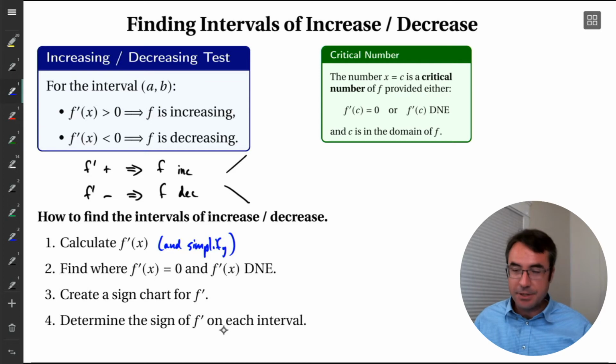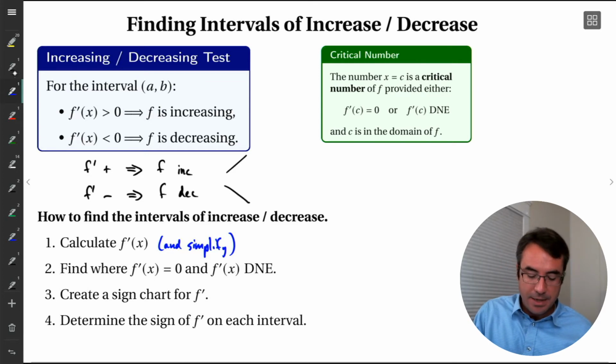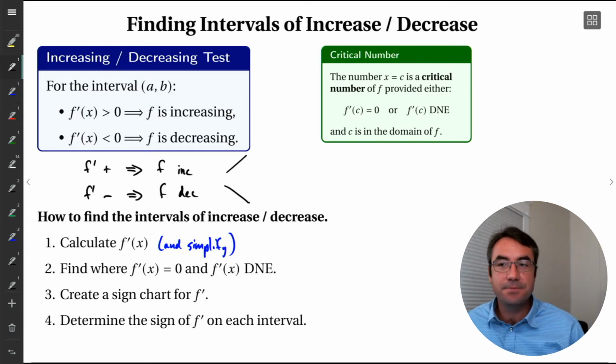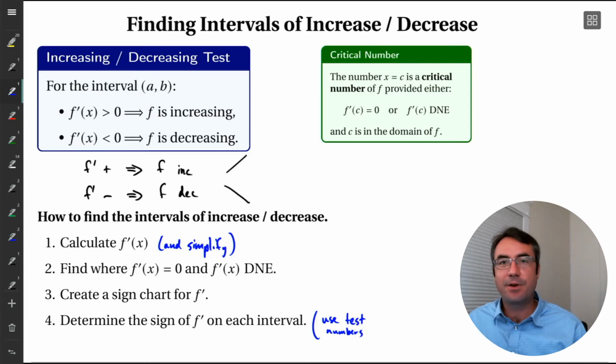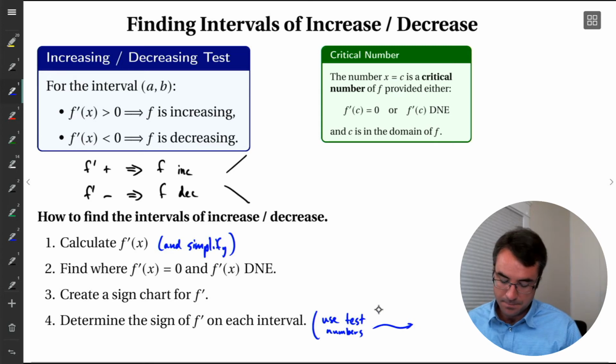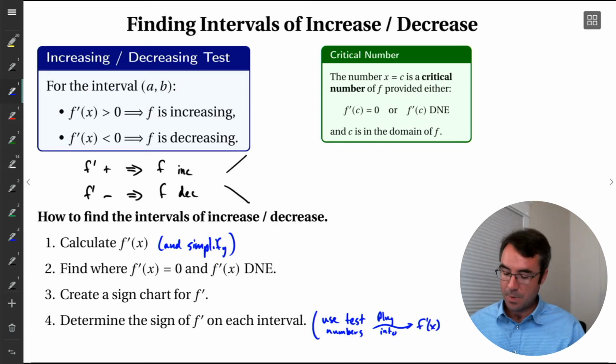And how we're actually going to determine the sign of f prime is we're going to use test numbers. What we're going to do is figure out a test number for each interval, and we're just going to plug it into f prime and see if we get a positive result or a negative result. All right.